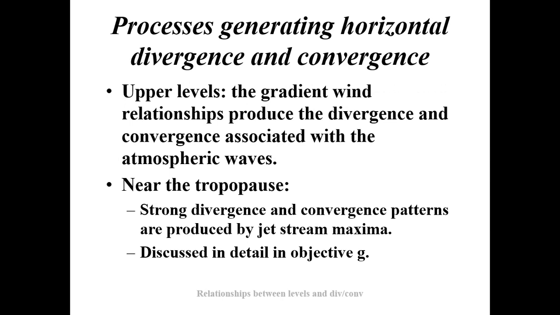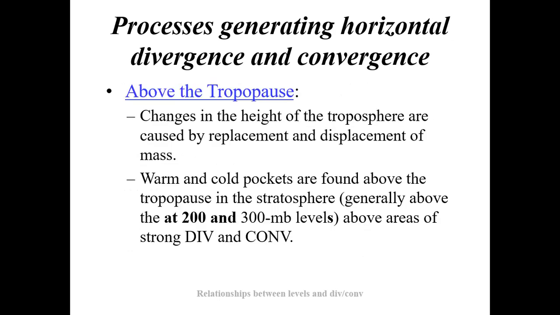Okay, and we're almost wrapped up now. Just a couple more points on tonight's training. In the upper levels, the gradient wind relationship produces divergence and convergence associated with atmospheric waves. Near the tropopause, we get these strong divergence and convergence patterns produced by jet stream maxima.